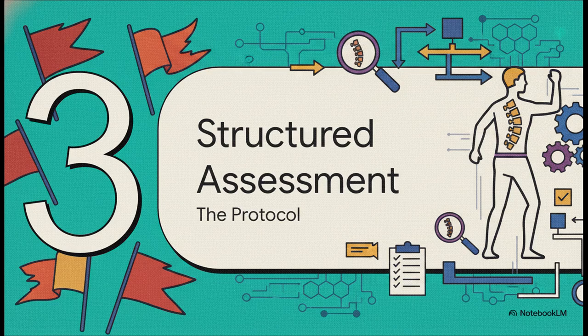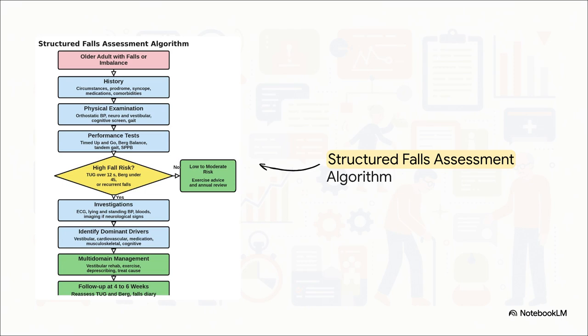That brings us to Section 3, the structured assessment protocol. You see, the internationally concordant structured falls assessment algorithm is designed to leave absolutely no stone unturned. You don't just pick one domain and call it a day. It integrates the history, the physical examination, and standardized performance measures to identify literally all modifiable risk domains. Whether you're following NICE guidelines or the AGS/BGS World Falls guidelines, the pathway is identical. Screen, assess holistically, stratify the risk, and implement a multi-domain management plan.